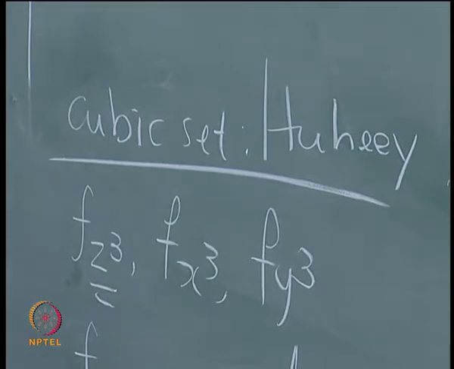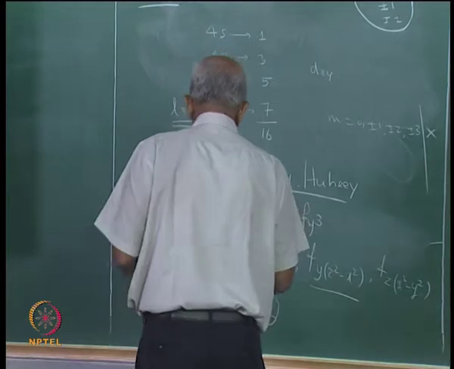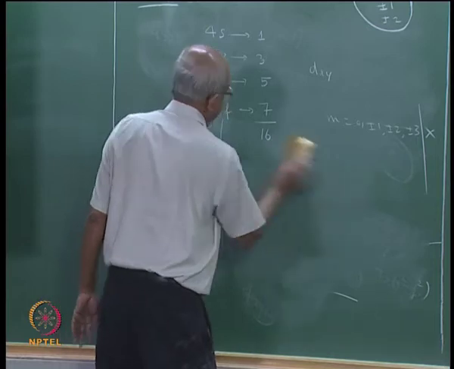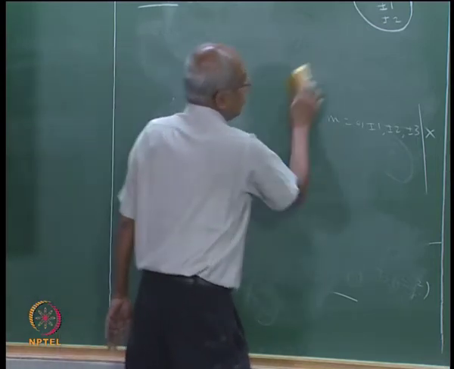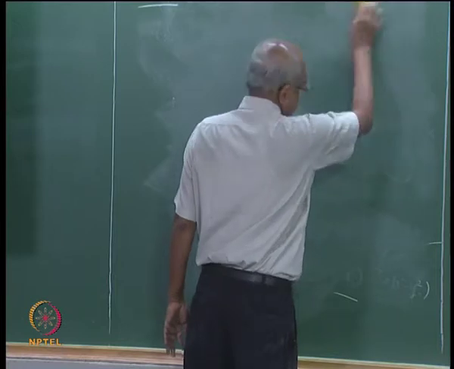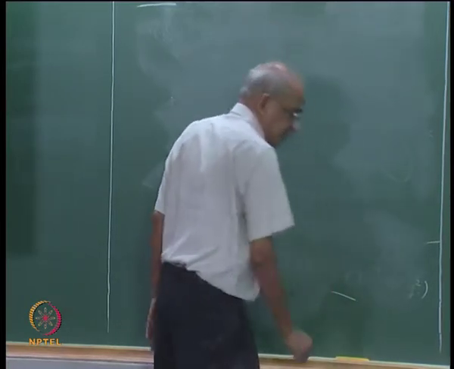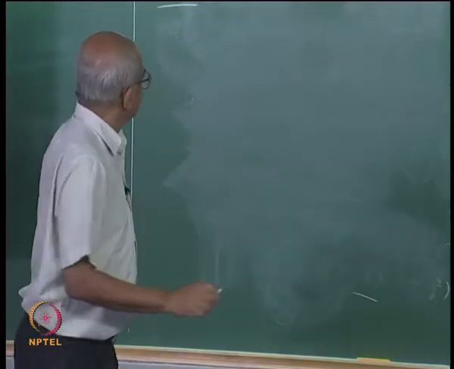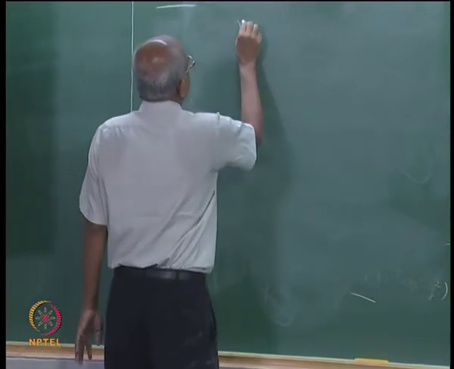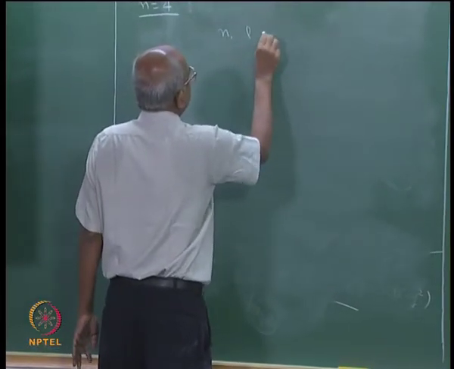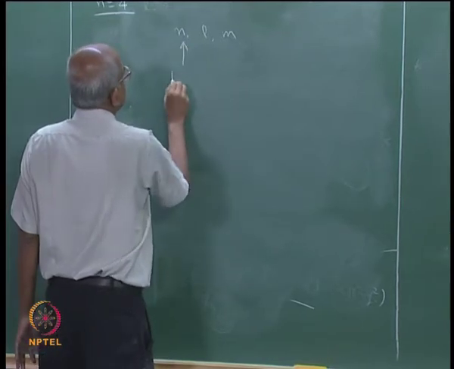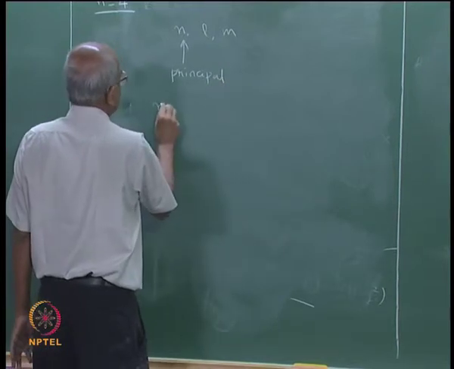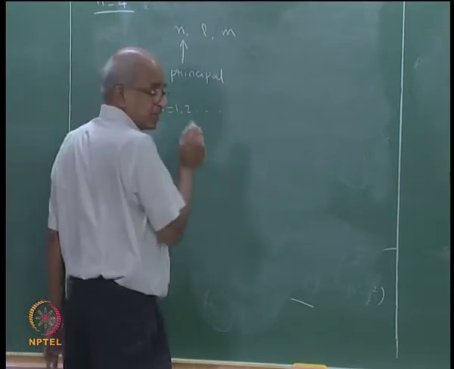Let me summarize what I have told you regarding the hydrogen atom. We have completely solved the Schrodinger equation for the hydrogen atom, and we found that there were 3 quantum numbers arising in the process of solution. They are the quantum numbers referred to as n, l and m. n is referred to as the principal quantum number. It can take values like n is equal to 1, 2, 3, 4, etc.